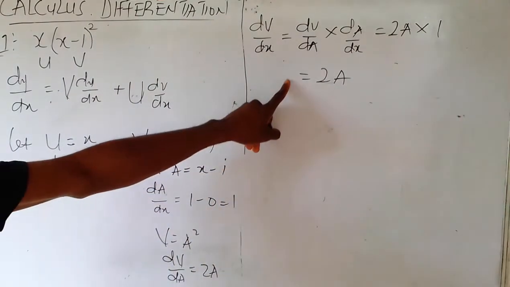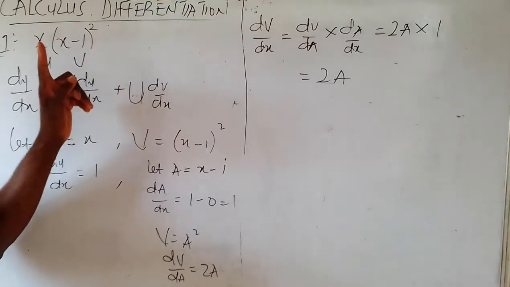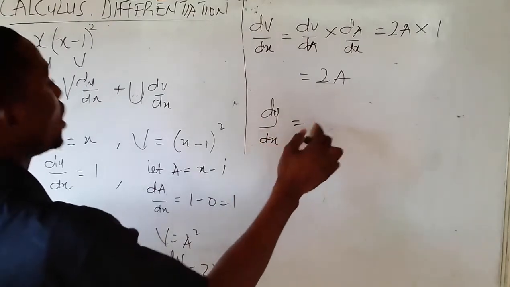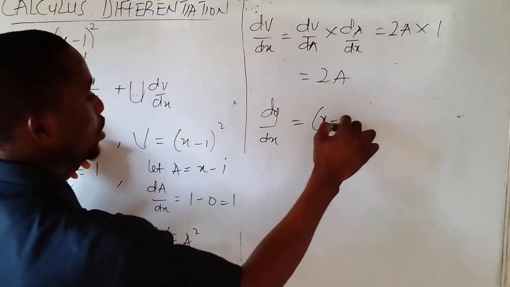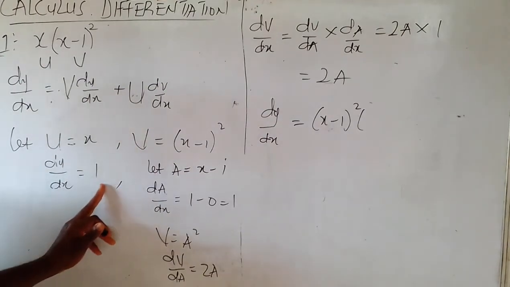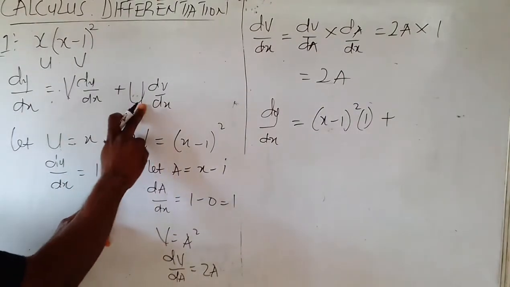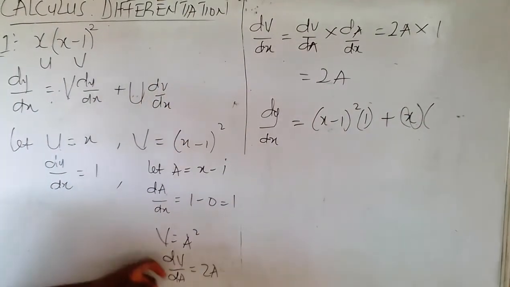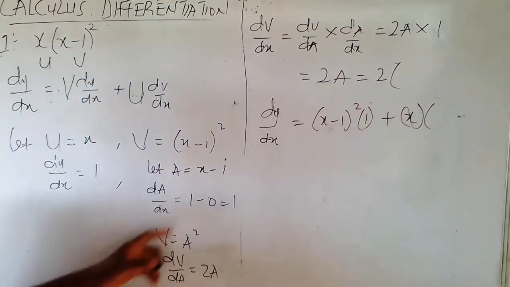I can now apply dv/dx and du/dx into the formula of dy/dx to get the differential of this question. In which case dy/dx now becomes: v comes first. The value for our v is (x minus 1) all squared, times du/dx, which is 1, plus, from our formula, u, which is x, times dv/dx, which is 2a, where our a is x minus 1.